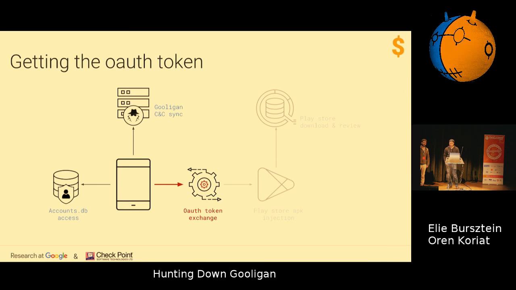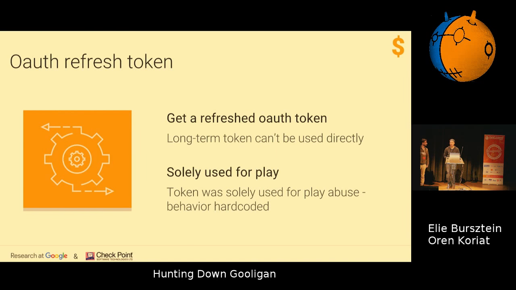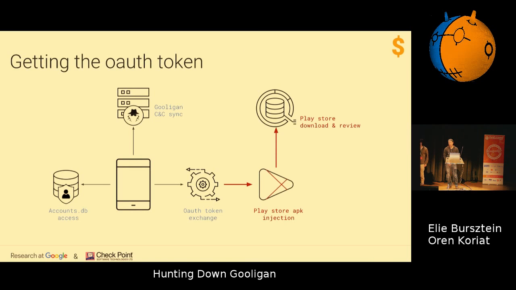So when you're on the phone and you need a token, what you do is the OAuth token exchange. And so basically what it does is it converts your long-term token, the one you have on your phone, to a short-term token which is used to do communication with the Play Store. So basically it's exchanging this. And while there was some confusion at the beginning, after investigating, we realized that the only thing they were doing is trying to get a token to do Play abuse. And this abuse is hard-coded, we're pretty sure it's the case.